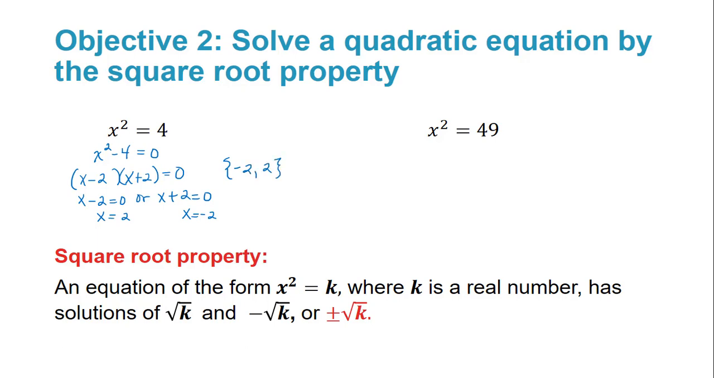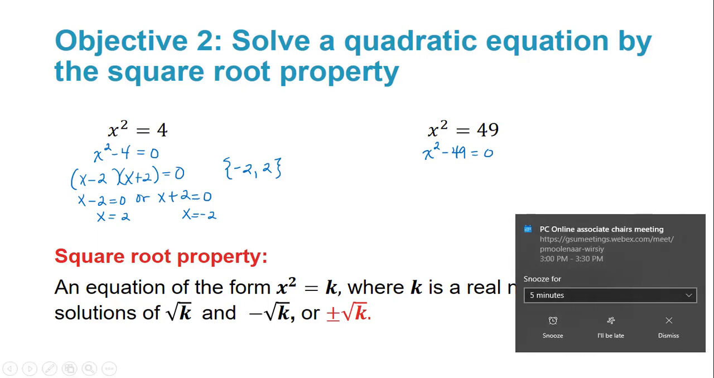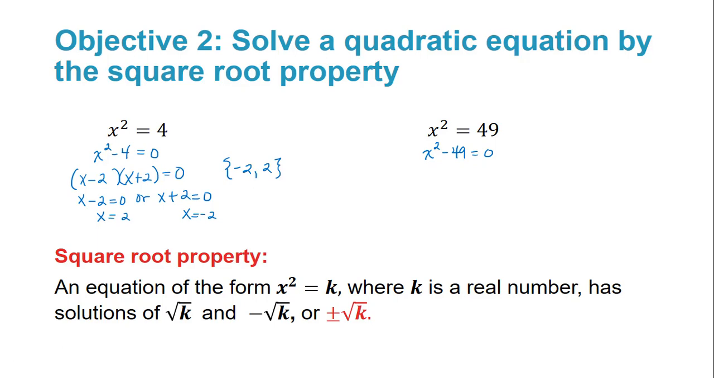In a like manner, x squared equals 49, we would subtract 49 from each side. And observe that we have the difference of two squares again that factors as x minus 7 times x plus 7. So setting x minus 7 equal to 0 or x plus 7 equal to 0 gives us the solutions x equals 7 and x equals negative 7. Therefore, the solution set is negative 7, comma 7.